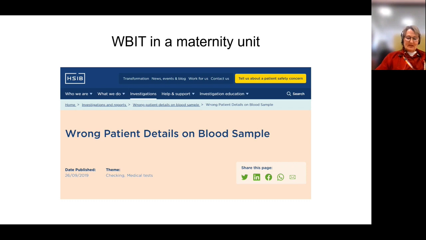Staff told the investigation that if the computer couldn't be accessed, they would begin the blood sampling process without actually having a request form. And the area where the incident occurred had a single computer that was used by so many people. This report is actually available online. Just Google it: HSIB, wrong blood, wrong patient details, or whatever. It makes very interesting reading, particularly for you midwives.